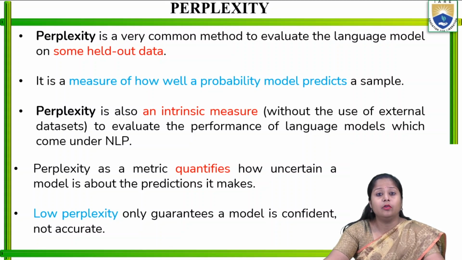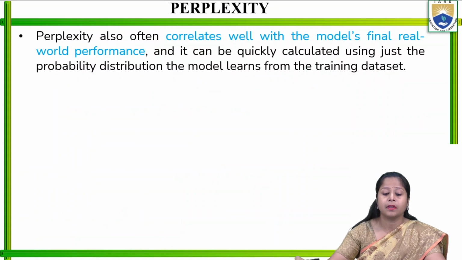When we have low perplexity, that only guarantees that the model is confident, not that it is accurate. So we can be a bit sure that it is going to work fine, and we have confidence that the model has been built in the right way. But we cannot say that it is the accurate model for our different language model tasks.